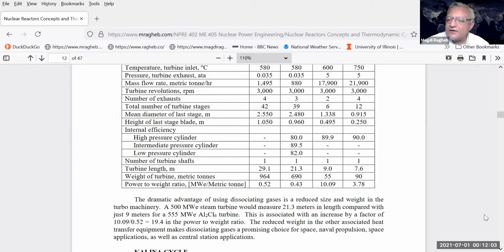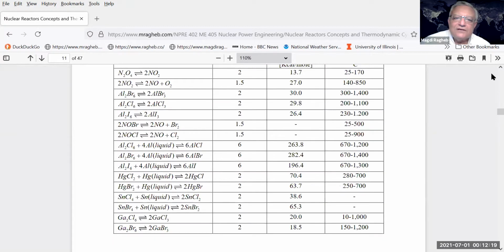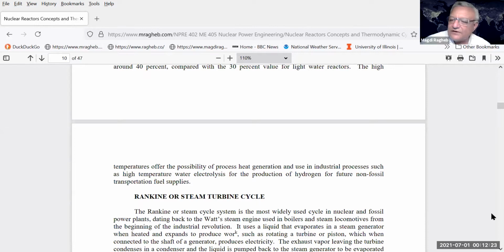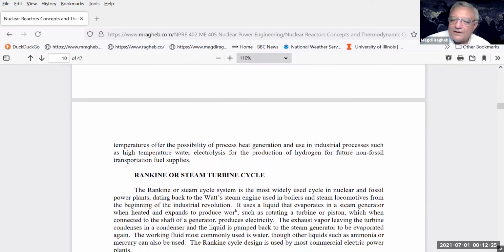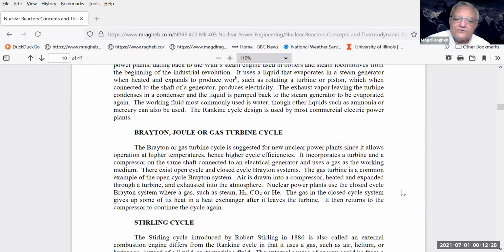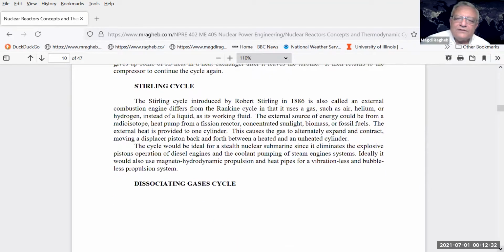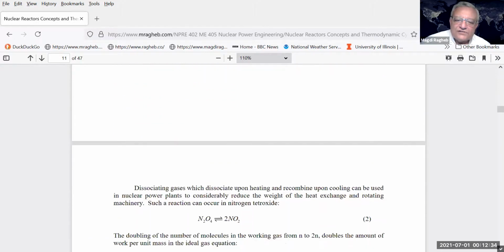Think about the Volkswagen with a 2-cylinder engine compared to a Lamborghini car with an 8-cylinder engine, how fast the acceleration can be. So here we have 2 more cycles. The Stirling cycle as potential other than the steam turbine cycle that is used today. We already have the gas turbine cycle on the drawing boards. The Stirling cycle could be also another application, and the dissociating gas turbine cycle.